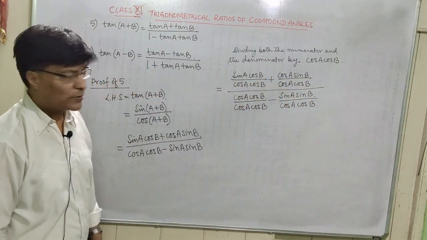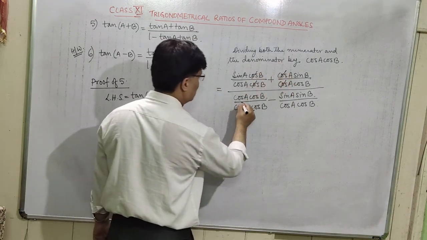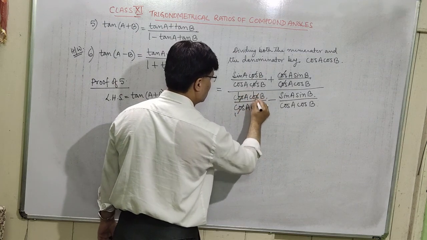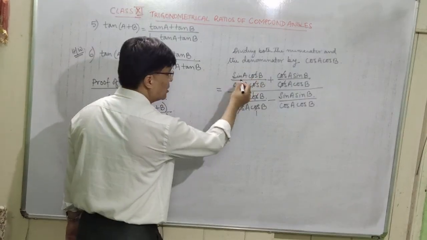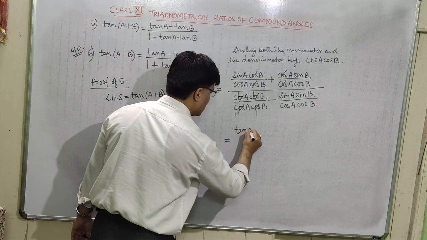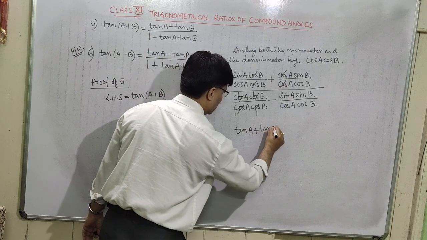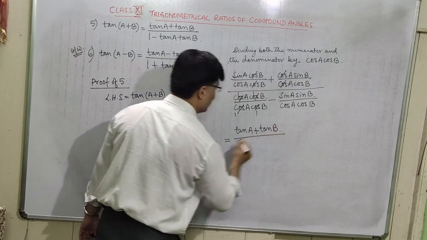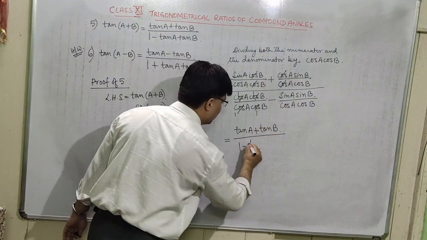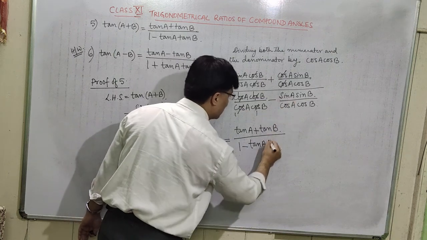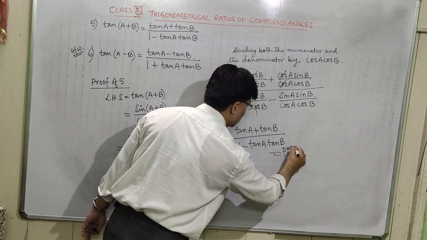Is that understood now? So you can cancel cos B here, cos A can be cancelled, this cos A, this cos B can be cancelled. So which is equal to, what is sin A by cos A? This is tan A plus, what is sin B by cos B? This is tan B divided by 1 by 1 is 1 minus, what is sin A by cos A? This is tan A, and what is sin B by cos B? This is tan B. So we have proved it.